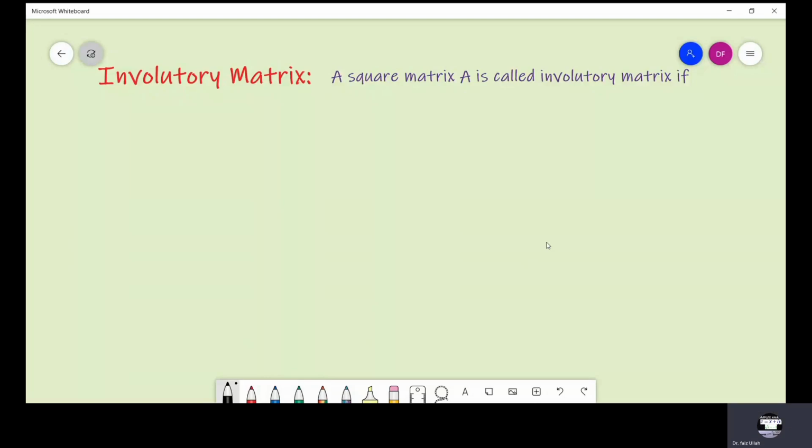Involutory matrix. A square matrix A is called an involutory matrix if it satisfies this equation: A square is equal to I, where I is the multiplicative identity matrix. Let us see an example. In this example, we have a matrix A which is equal to 1, minus 1, 0, 0, minus 1, 0, 0, 0, 1.